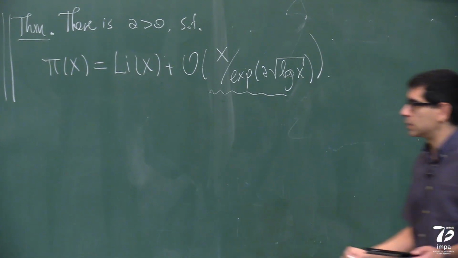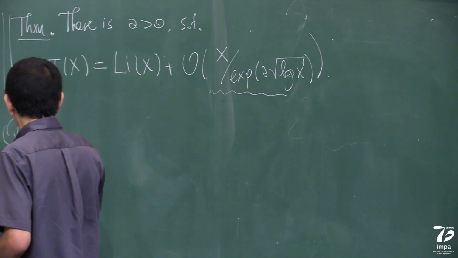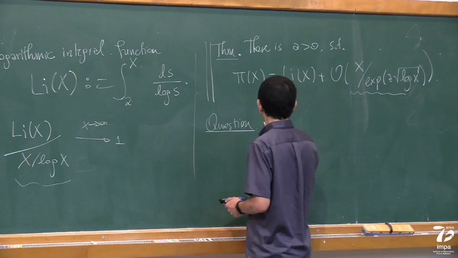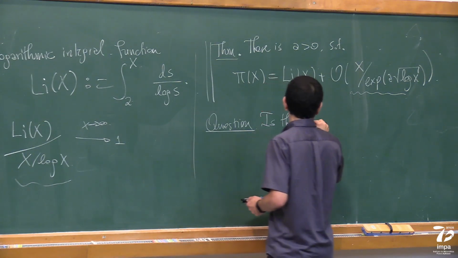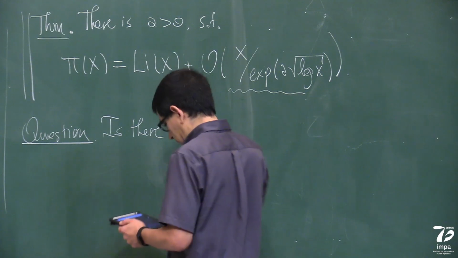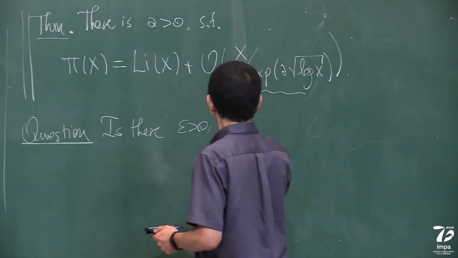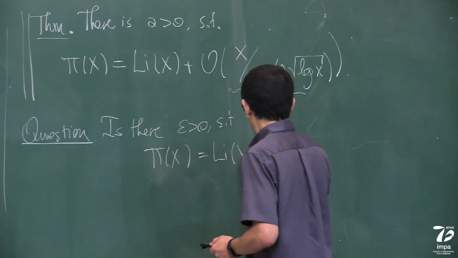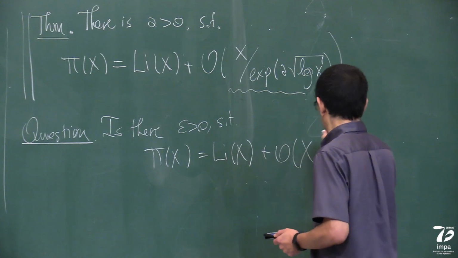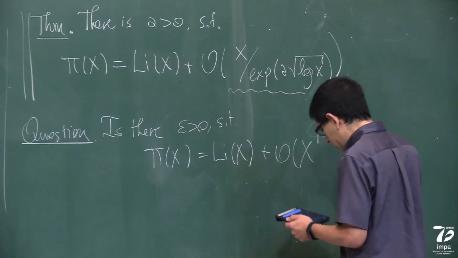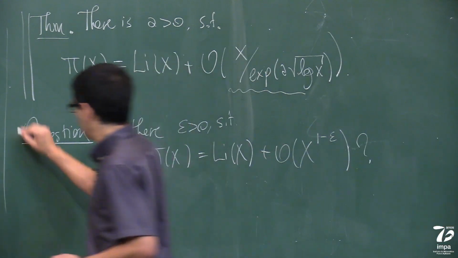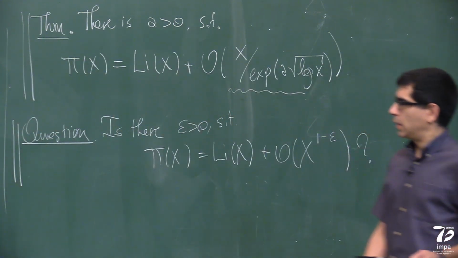However, to the best of my knowledge, there hasn't been any dramatic improvement on the error term, on the asymptotics. So for example, let me just state here as a question, which is, I think, wide open: is there an epsilon, so that the error term is, so you have some power savings. The question is open, but there are some results.